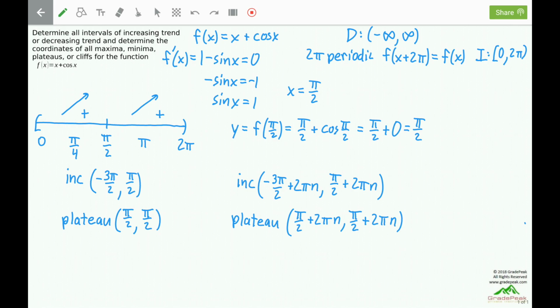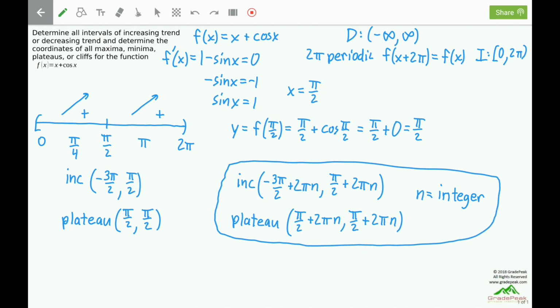added to it, where n here is any integer. It can be a positive integer, it can be a negative integer, it can even be 0. If n equals 0, it'll give the results of the interval we just worked with. Allowing it to be any other integer will give the results over the entire domain of negative infinity to positive infinity.